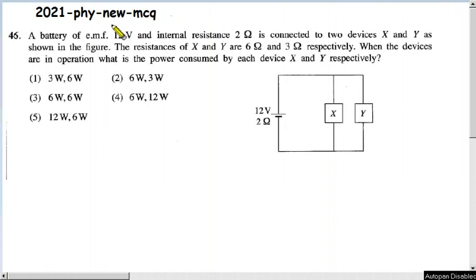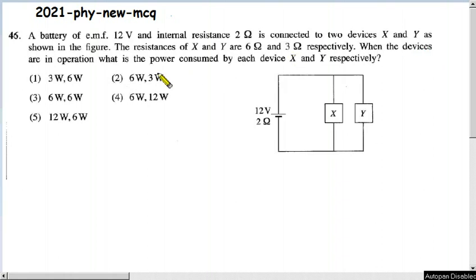Children, today I am going to discuss question number 46 from the MCQ part of 2021 Physics New Syllabus paper. A battery of e.m.f, electromotive force 12 volt and internal resistance 2 ohm is connected to two devices X and Y as shown in the figure. The resistances of X and Y are 6 ohm and 3 ohm respectively.